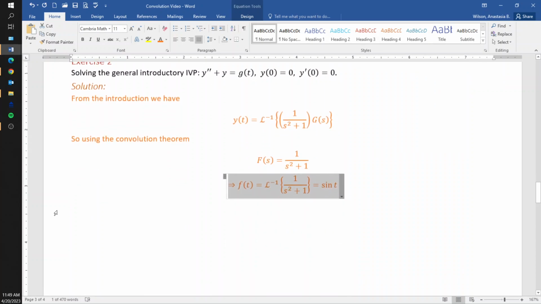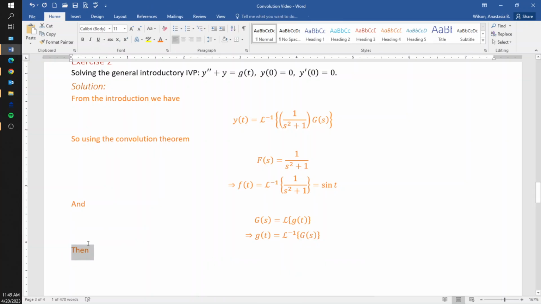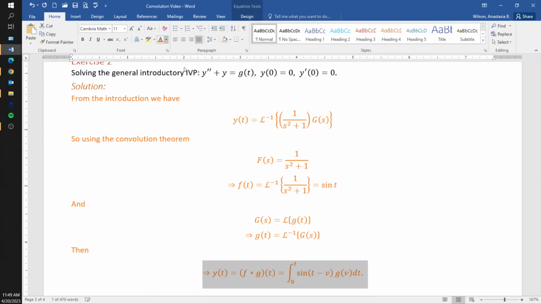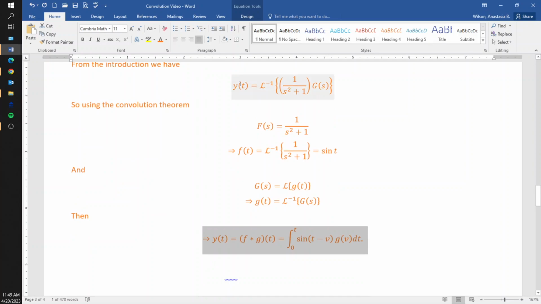Our second function for our convolution theorem is G of s, and that's just the Laplace transform of little g of t, our right-hand side function that we don't know. So that means that g of t is just the inverse Laplace transform of G of s. Then we're going to use the convolution theorem, which says that the inverse Laplace transform of these two things, so that's what y of t is going to be, is the convolution of little f and little g.